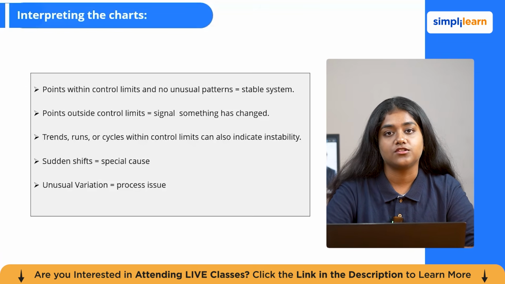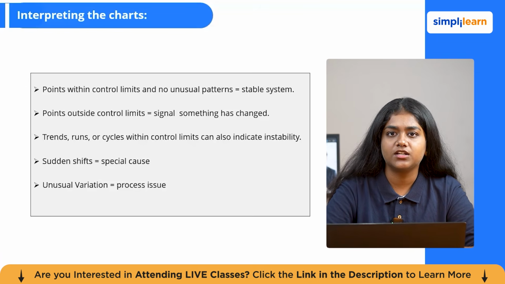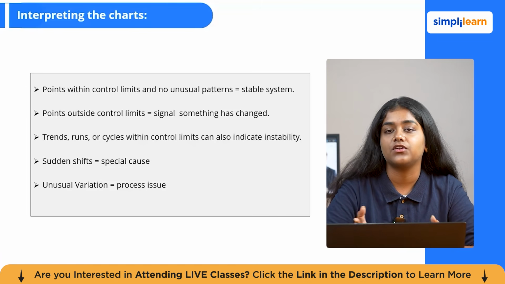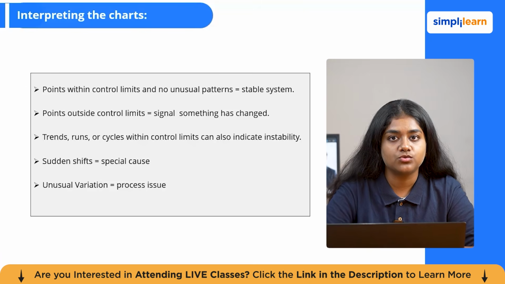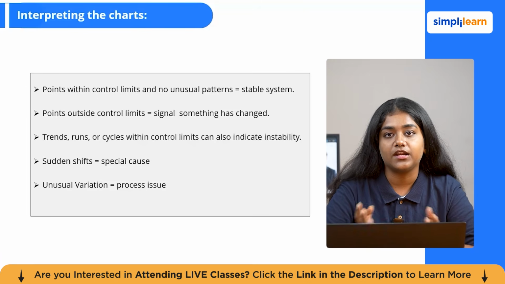Unusual variation is a process issue. Too much variation, too little variation, or inconsistent spread may indicate that the process is not behaving normally. This can point to equipment problems, measurement issues, poor setup, or unstable operating conditions.